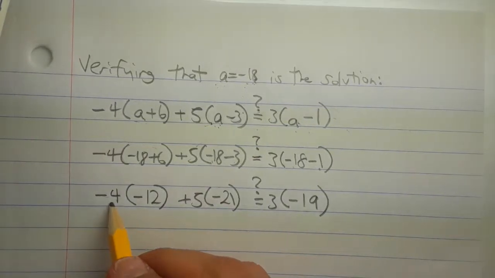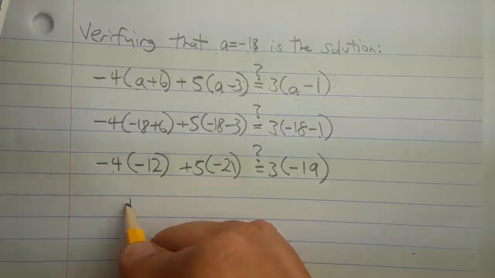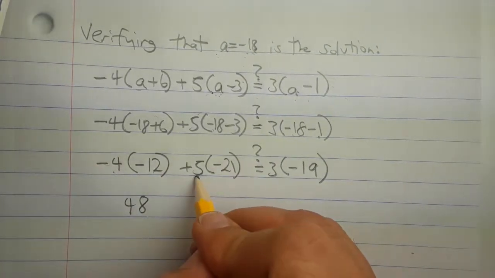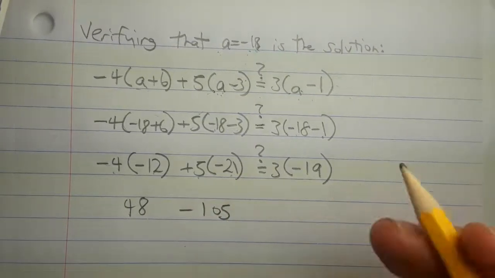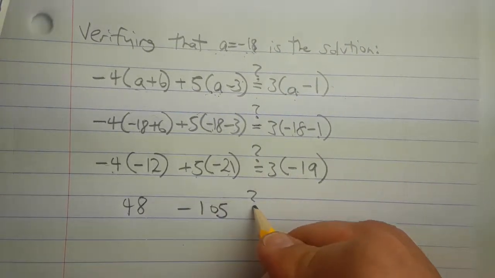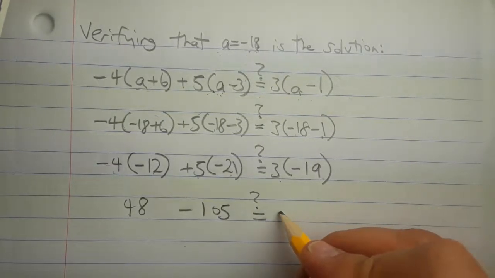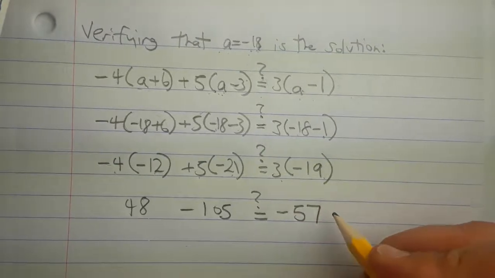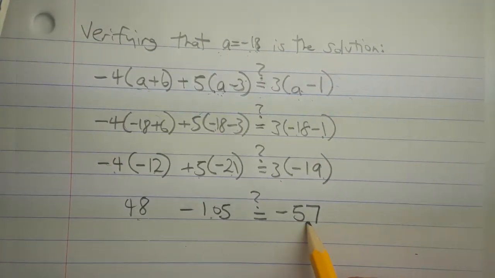Let's see. Negative 4 times negative 12, that's going to make a positive 48. 5 times negative 21 makes a negative 105. Does that equal 3 times negative 19, which is negative 57? So one more calculation here. If 48 minus 105 equals negative 57, then we have a winner.